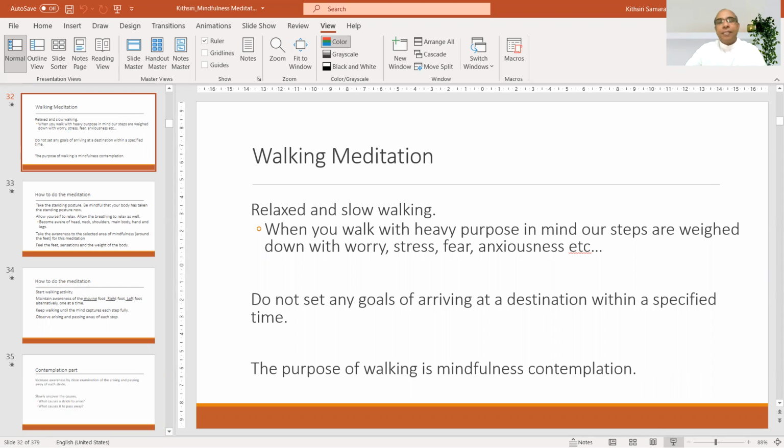Okay, then walking is only one physical activity. As the diagram shows here, you can use this concept on any physical activity. Even any physical exercise you can do with mindfulness.